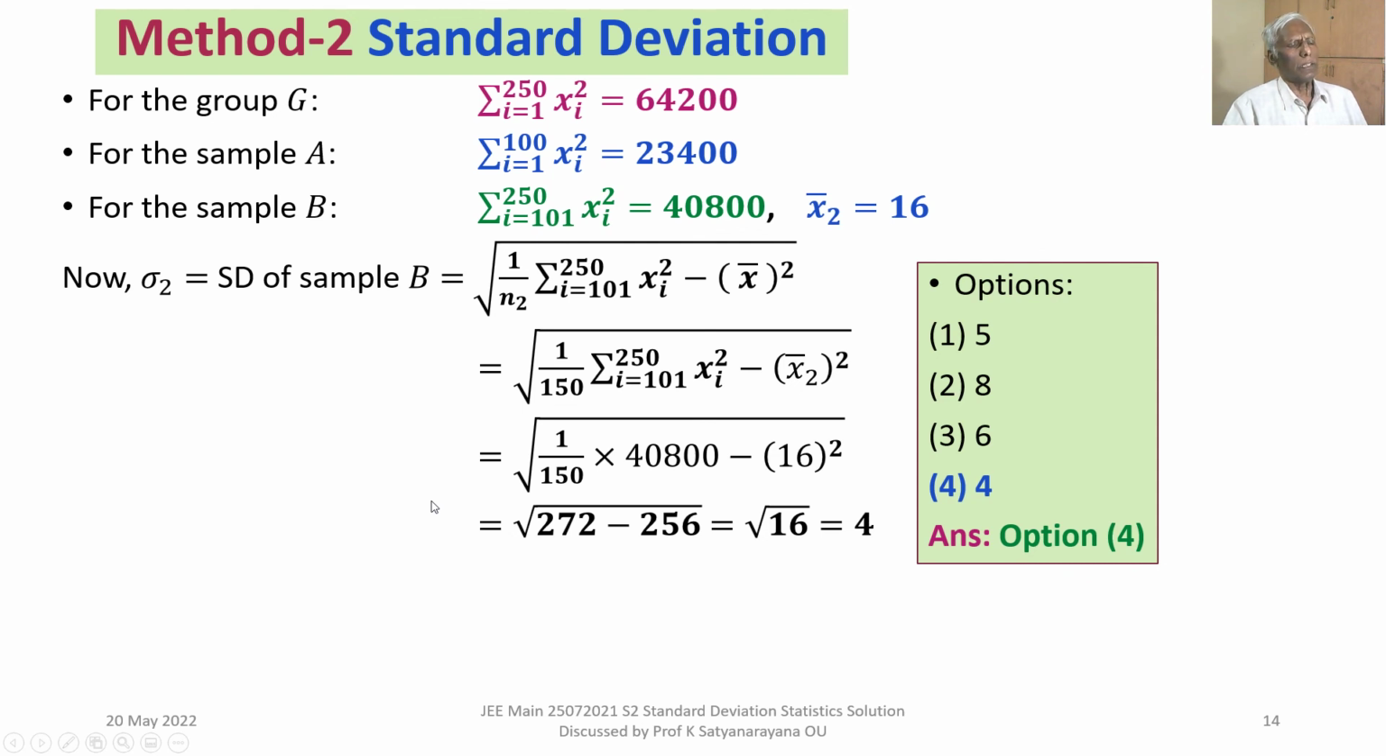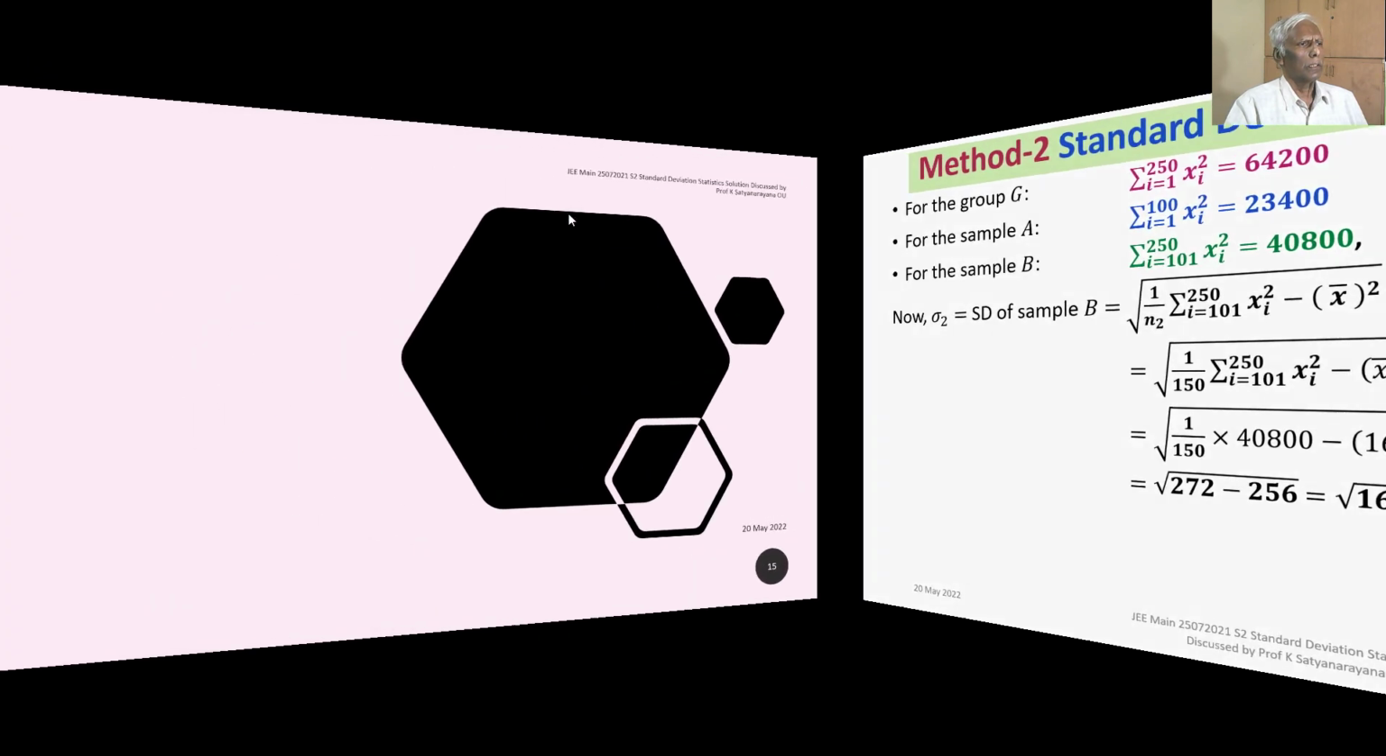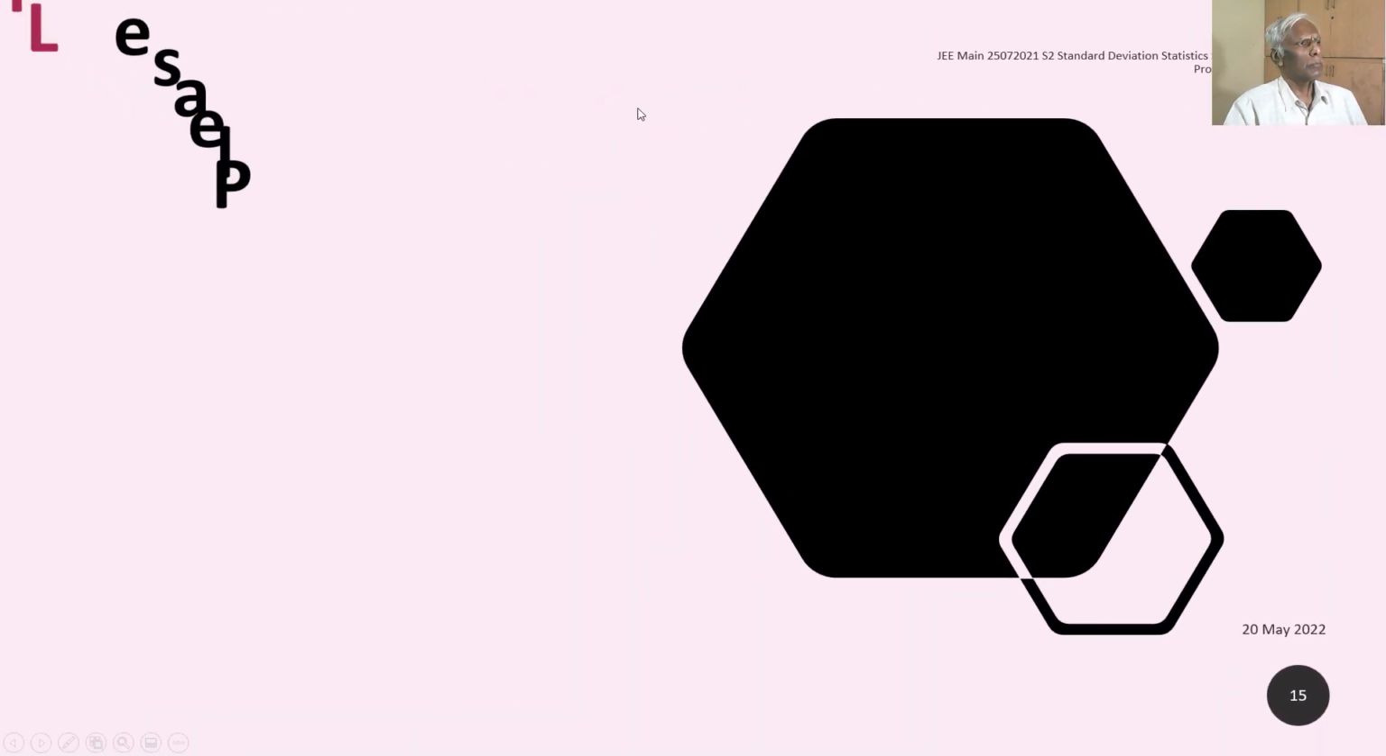So that is the discussion of the solution of the problem from the statistics based on standard deviation. I have shown you 2 methods. In method 1, I made use of the combined variance formula. In method 2, I have just made use of the definition of the standard deviation. So that is the solution of that problem.